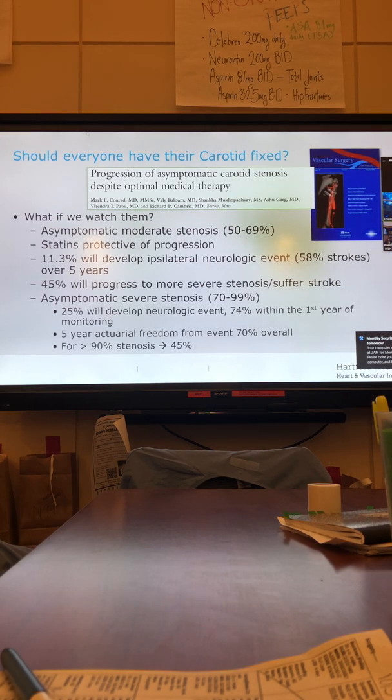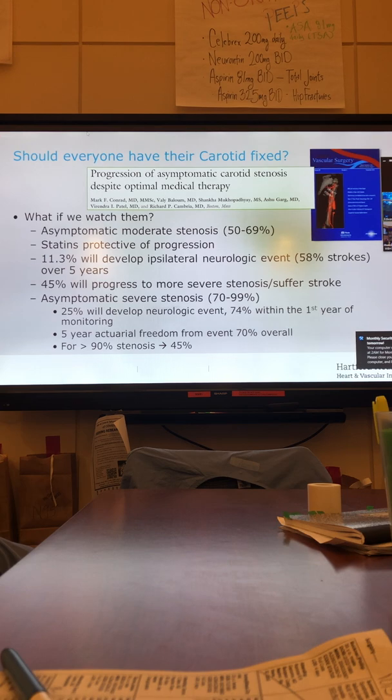So what about progression of disease despite therapy? What if we just choose to watch them? So if we have a patient with a mild to moderate stenosis, 50 to 70%, and we put them on the statin, we find that it's protective of progression. If we follow them over 5 years, about 11% will have some type of neurological event, of which almost 2/3 are strokes, okay? And about 45% in total, if we follow them every year, will progress to the next category of stenosis greater than 70%, or will have a TIA or stroke, all right?